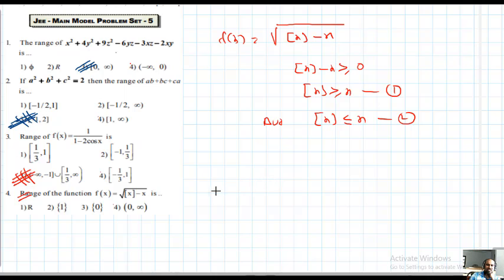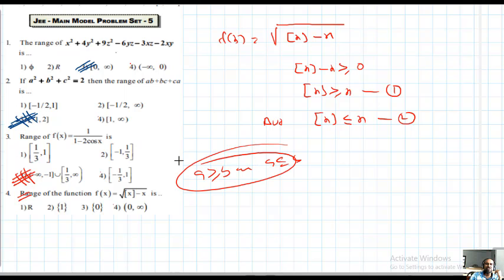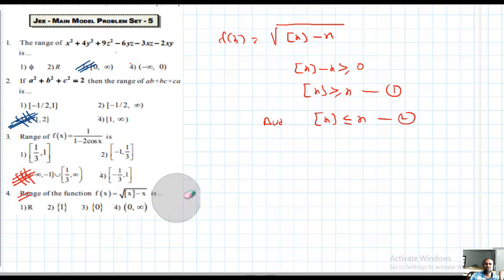By the definition of the function, take any x, say 2.1. The floor is 2. So x is always greater than or equal to floor x. This is the property. So one is saying that a is greater than or equal to b, the second is saying a is less than or equal to b. From both, a equals b only. When a is greater than or equal to b and a is less than or equal to b, a equals b. Understood?